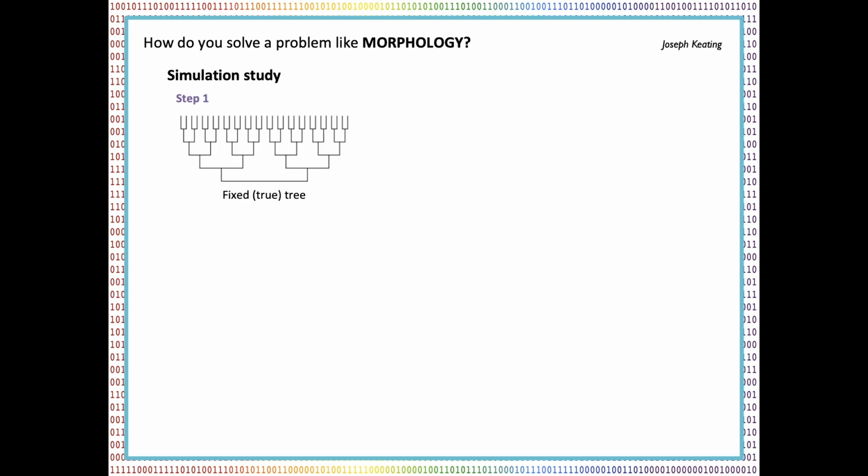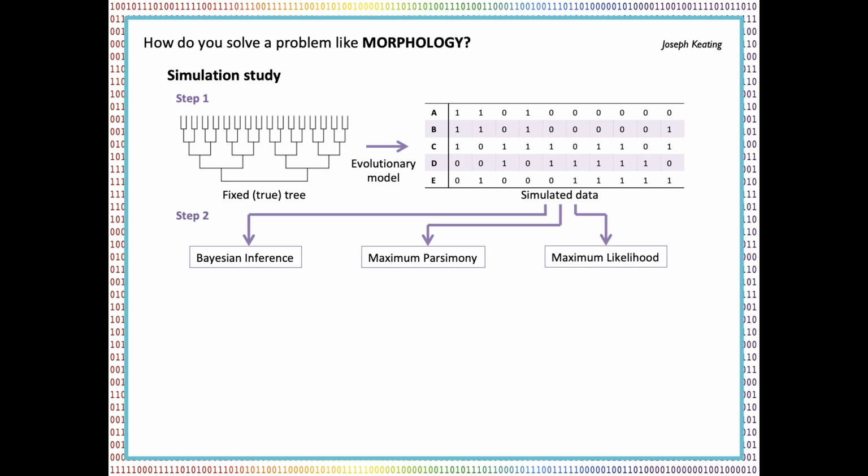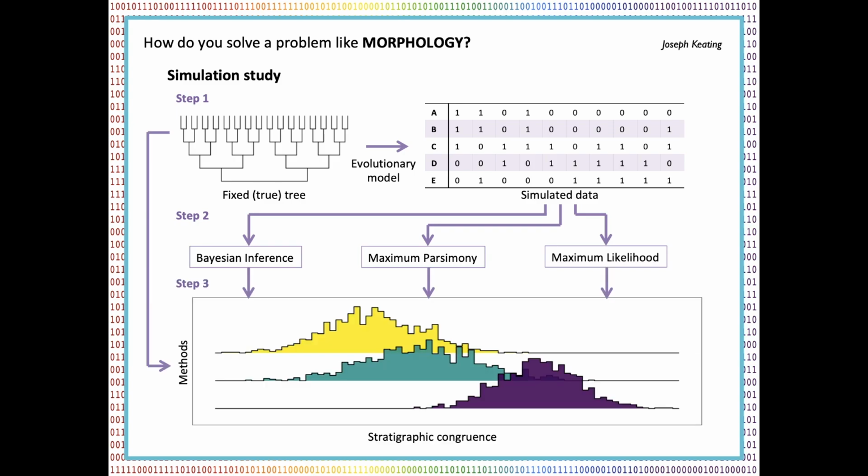In order to produce simulated morphological data, we provide a fixed topology representing the true tree. First, we simulate character changes on the tree using an evolutionary model. We then estimate trees from the simulated data using different inference methods. Finally, we measure the accuracy of our estimated trees against the true tree we used to simulate the data. We repeat this hundreds of times so that we can compare distributions of accuracy scores between methods.